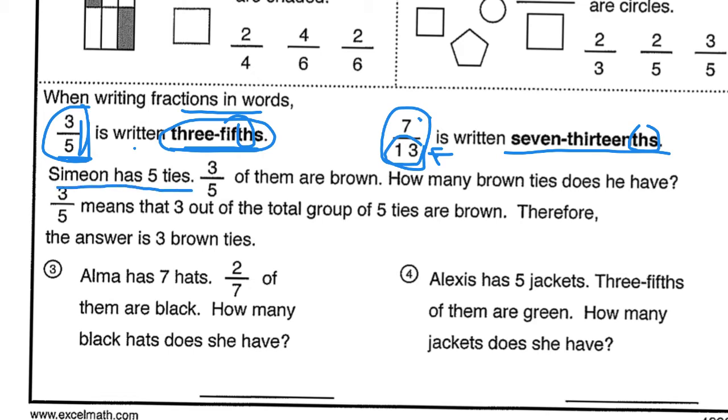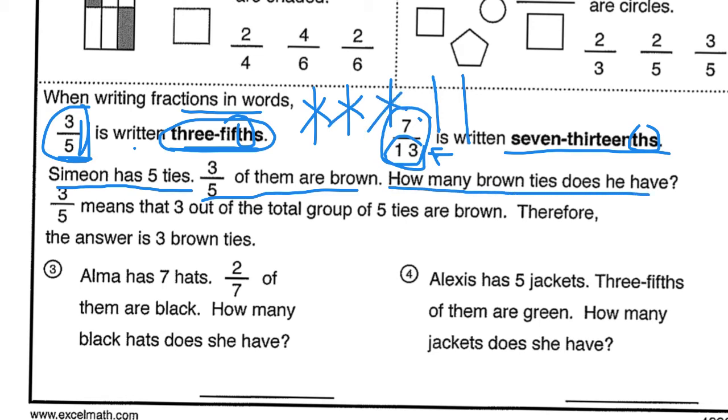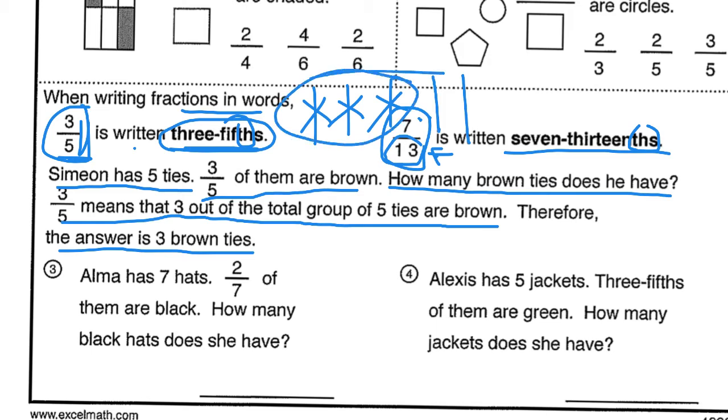Okay, let's draw a picture of this. I'm going to draw 1, 2, 3, 4, 5 up here. He's got 5 ties. Those are all ties. 3/5 of them are brown. 3 out of the 5, 3/5 are brown, the ones with the X's. How many brown ties does he have? 3/5 means that 3 out of the total group of 5 ties are brown. Therefore, the answer is 3 brown ties. He's got 3 ties right there out of 5 altogether that make up the whole group of ties. So this tie right here might be red, and that tie right there might be green.